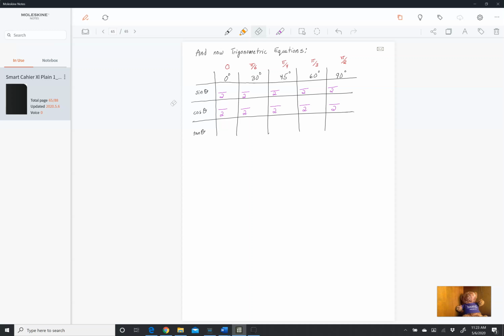Okay. So our pattern is for sine, it's 0, 1, 2, 3, 4, and then you take the square roots. Okay. For cosine, it's the opposite. It's 4, 3, 2, 1, 0.